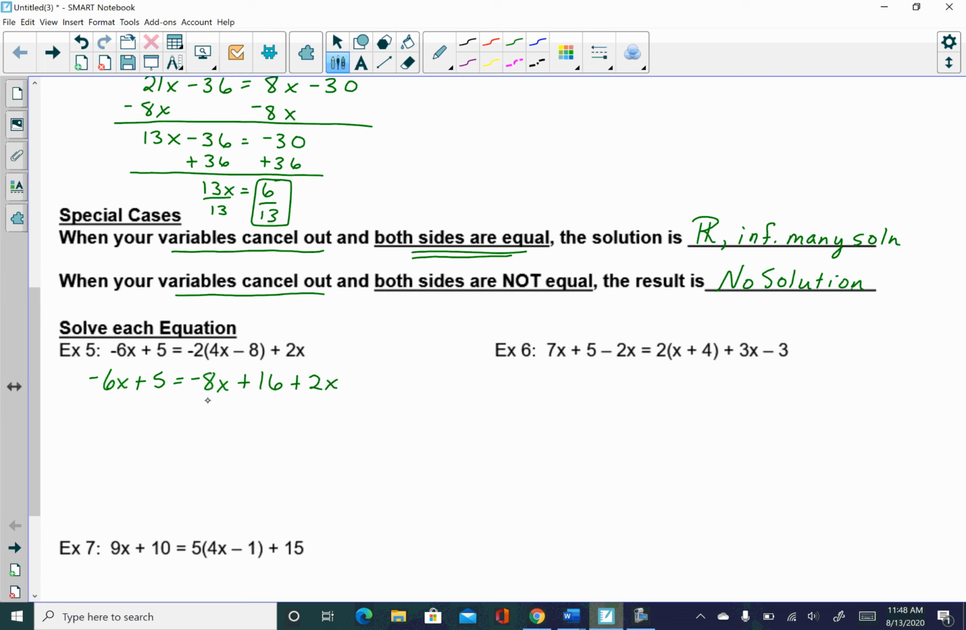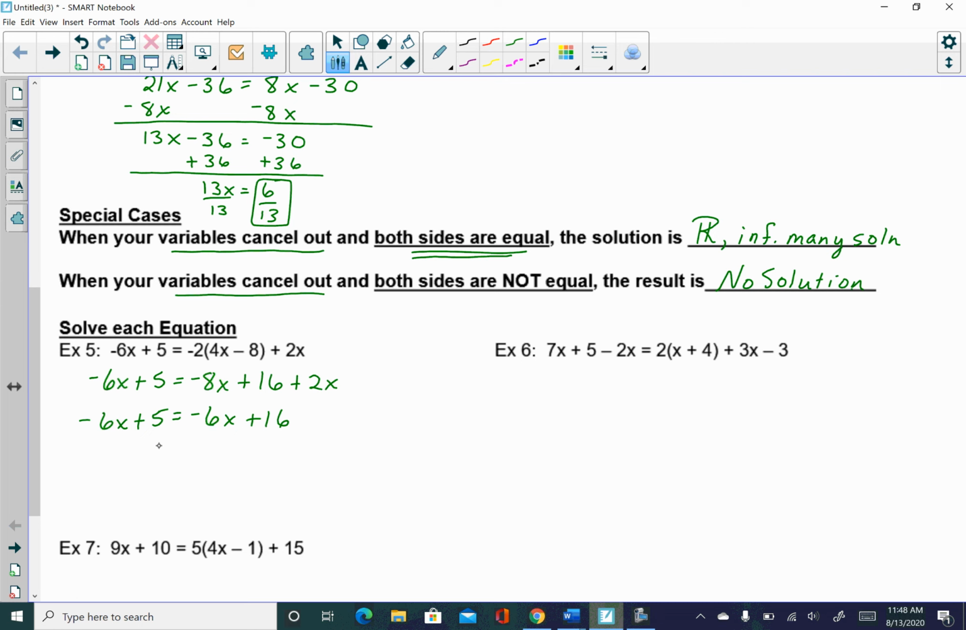The 8x and the 2x, let's combine them. I'm not going to do the opposite. They're on the same side, so you just combine them. Negative 8 plus 2 will put you at negative 6x plus 16. And then over here, I have negative 6x plus 5.